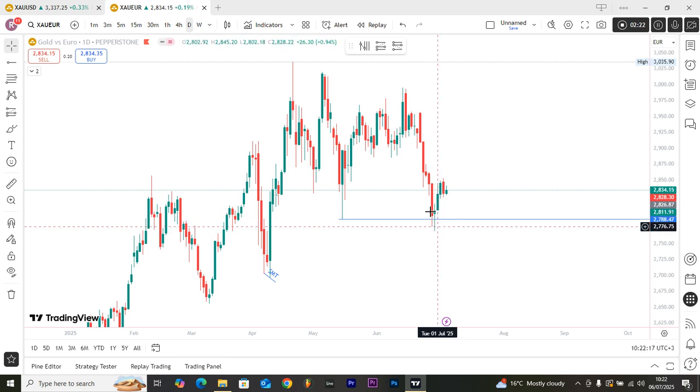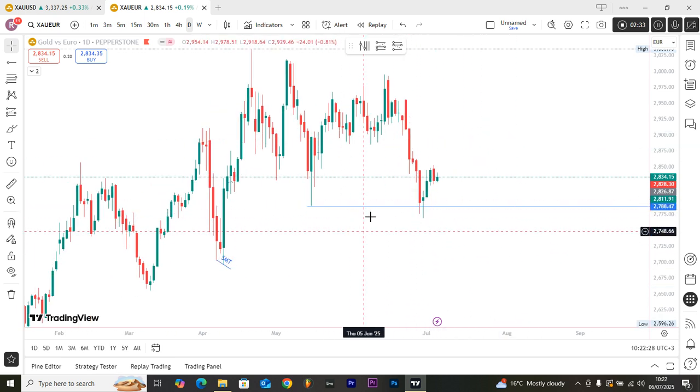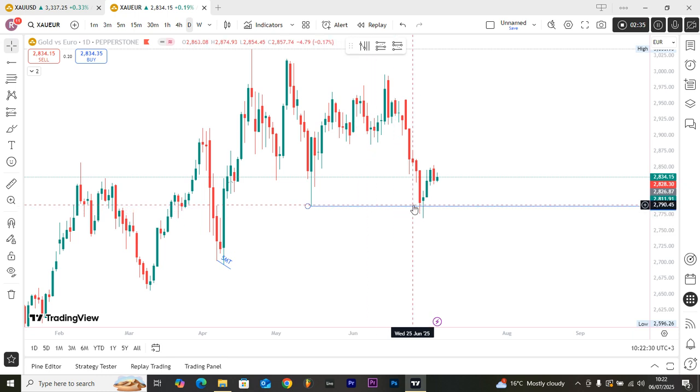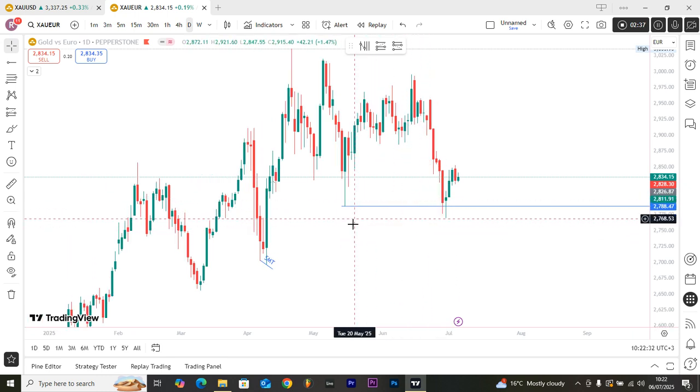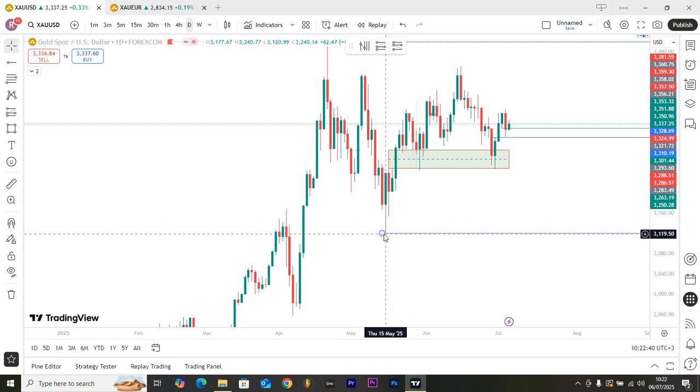when you're approaching this zone here on Monday, that is on 30th June, which was literally the end of last month. You see, we came and took this liquidity here on gold euro. Euro came and took the liquidity of this 15th May. I want you to pay close attention here. But what happens with gold dollar? We never even came close to it.